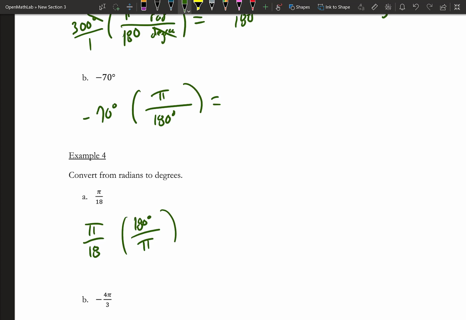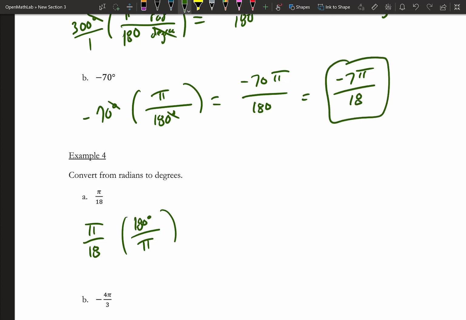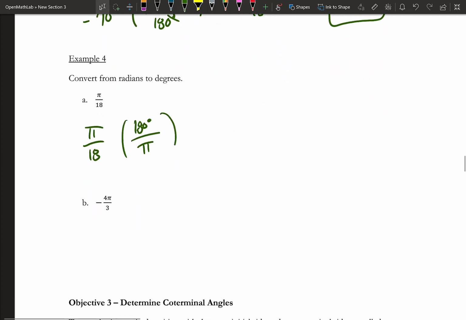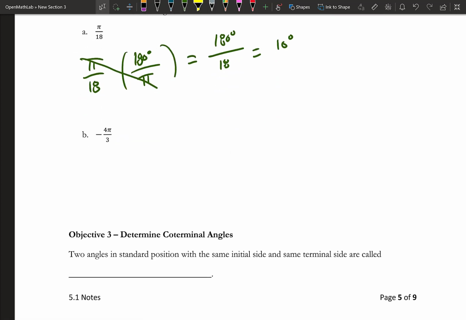So just simplifying part B up here, the degrees will cancel. So this will give me negative 70 pi over 180. And then I can divide top and bottom by 10 to get negative 7 pi over 18. Right. So then for part A, I set this one up already. Multiplying straight across, the pi's will end up canceling. What we get is 180 degrees divided by 18, which is 10 degrees. Right? And then negative 4 pi thirds.